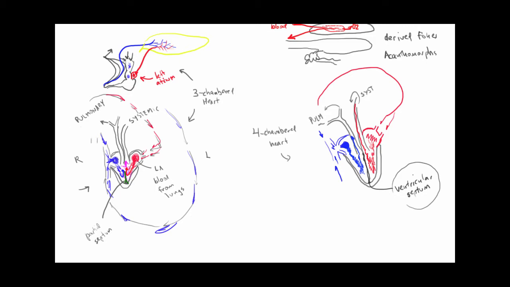Okay, now what kind of animals have four-chambered hearts? Well, mammals and birds, obviously, but crocodilians, alligators, gharials, crocodiles, they also have four-chambered hearts. Okay. What kind of animals have three-chambered hearts?